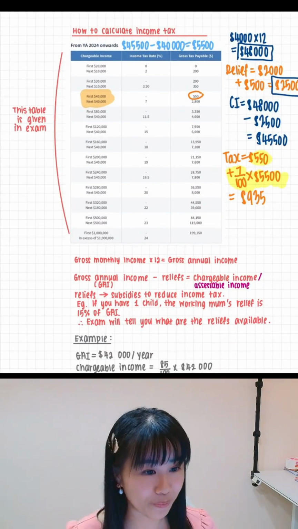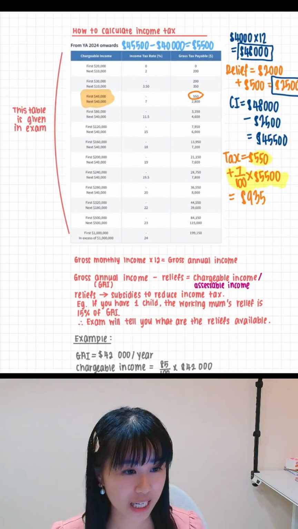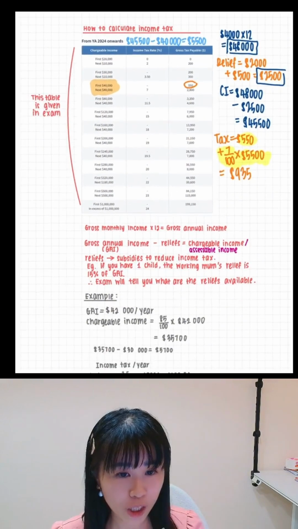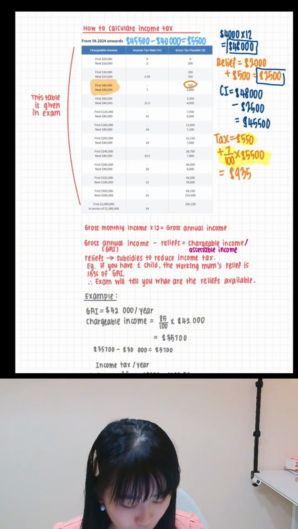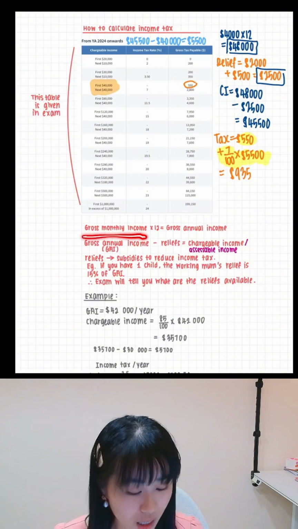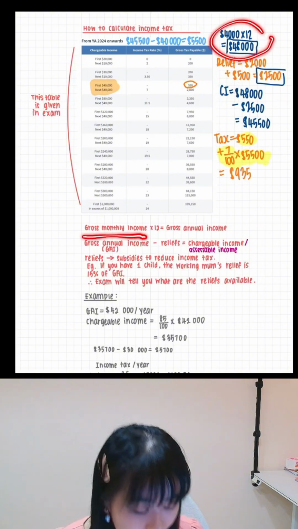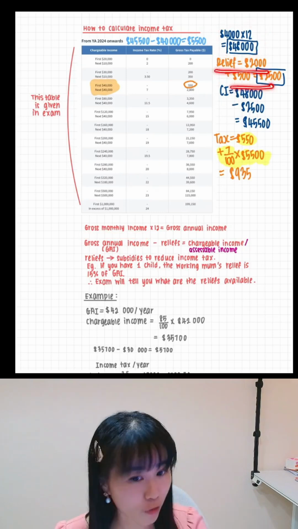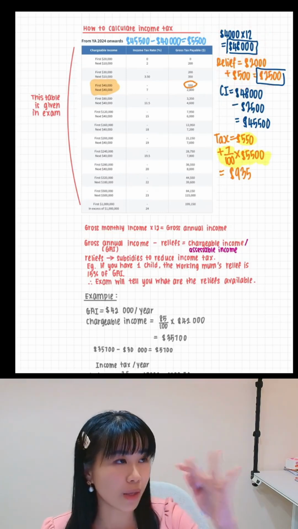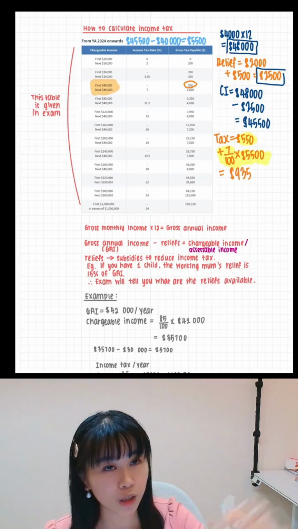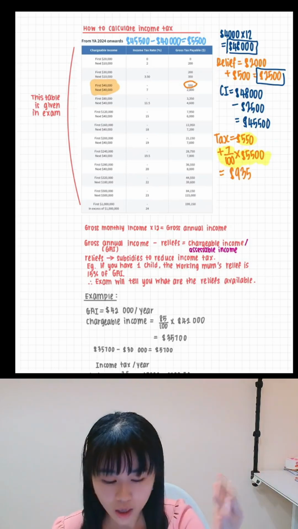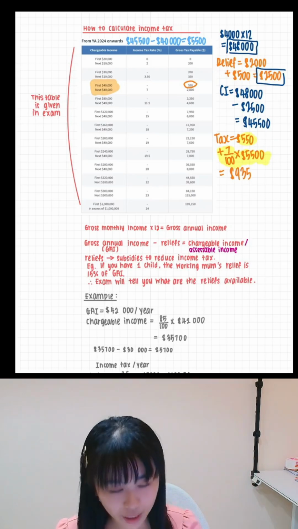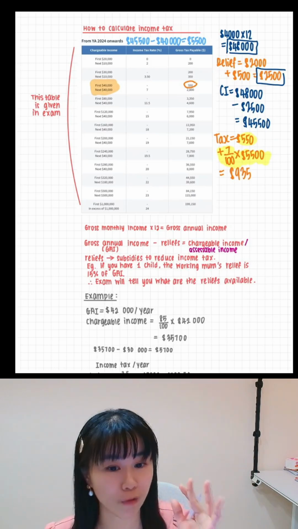Clear? The question will give their salary. Very good question. If the question is very nice to you, they should already give you the chargeable income. If the question is not very nice to you, they will give you the gross money income. Then you must times 12 first, then you must minus the relief. The relief, they will confirm tell you one. They will tell you the working mother relief is 2,000, or the working mother relief is 15% of your annual gross income. They will give you context like that to be able to find the relief.